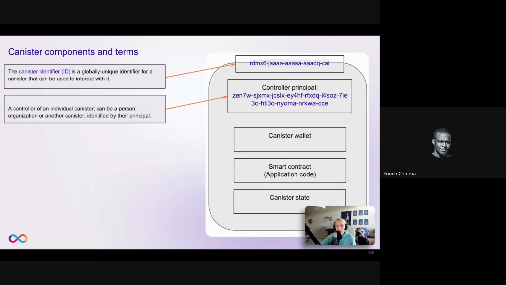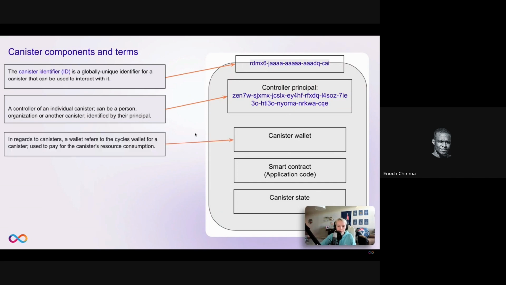It is important to note that a principal can be used to identify a canister, an individual, or an entire organization. Next, we have the canister's wallet. In regards to canisters, the wallet refers to the cycles wallet for the canister. If you recall from the last module, I briefly talked about cycles and what they're used for. To refresh your memory, cycles are used to pay for the canister's resource consumption.